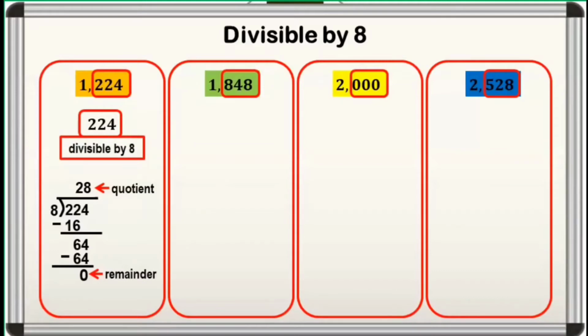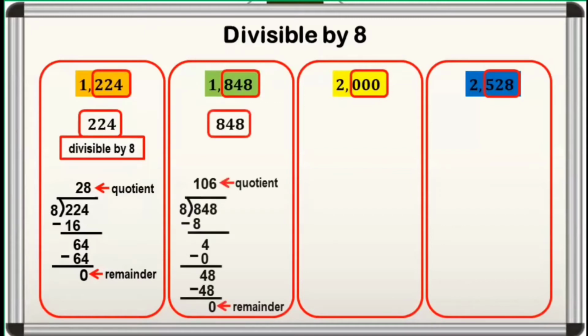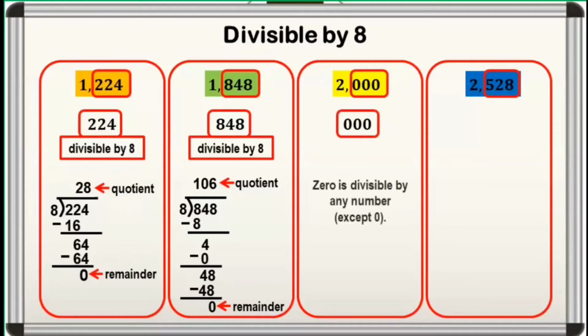For the second one, the number being formed by its last 3 digits is 848. Dividing by 8, we get a 0 remainder. Hence, 848 is divisible by 8. For the third one, the number formed by its last 3 digits is 0. We know that 0 divided by any number except by 0 is equal to 0. Hence, 0 is divisible by 8.